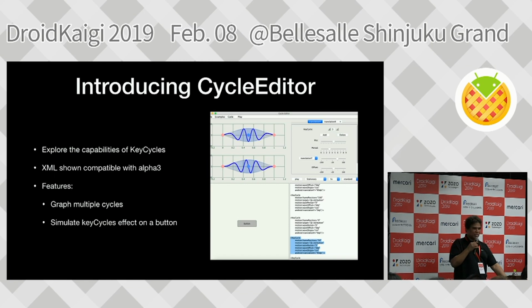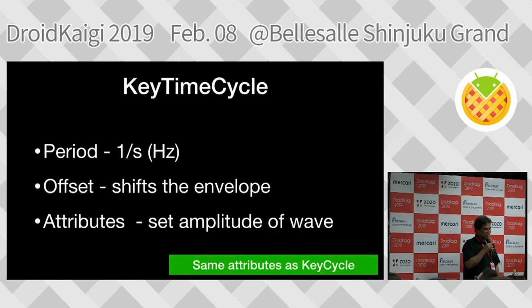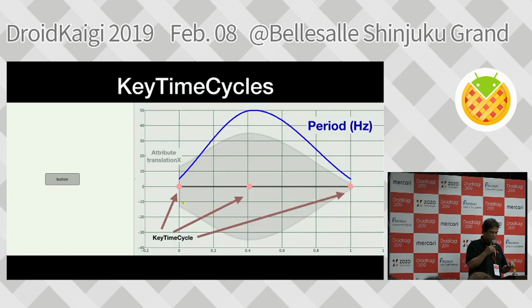Now, the other kind of cycle we should get into is key time cycles. Key time cycles take exactly the same attributes as key cycles, so everything I just talked about applies, except the period is in hertz. So it's literally frequency. And the interpolation of the period is now just simply adjusting the frequency of the oscillation in time. So in this case, you see the period is much higher and it'll just oscillate.